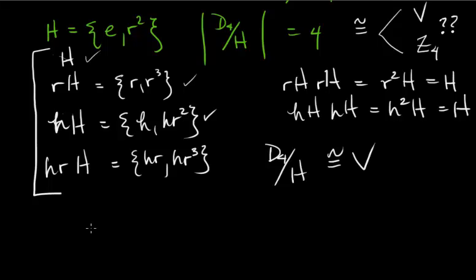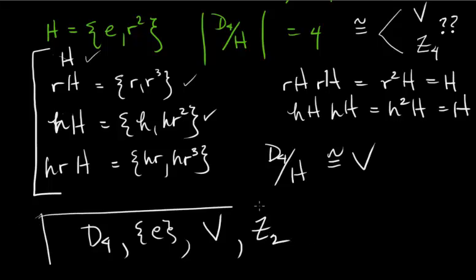So all homomorphic images are either isomorphic to D4, or just the identity, or the Klein 4 group, or just Z2. These are all homomorphic images of the dihedral group D4.